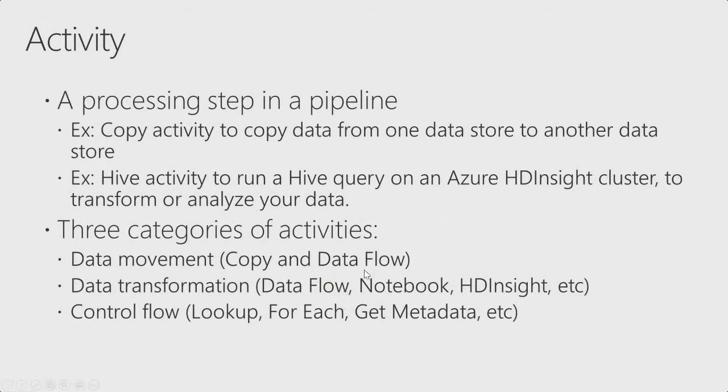There's three categories of activities. There's data movement, which is like copying data. Data flow is also transformation, so you see data flow falling into two different categories here. The hand-coded data transformations are the activities such as Notebook, HDInsight. We have Batch for custom activities, custom code. We have stored procedures. Those are the data transformation activities. And then the control flow activities. So there's actual control flow programming style types of activities as well. There's ForEach, there's If-Then-Else, and things of that nature.